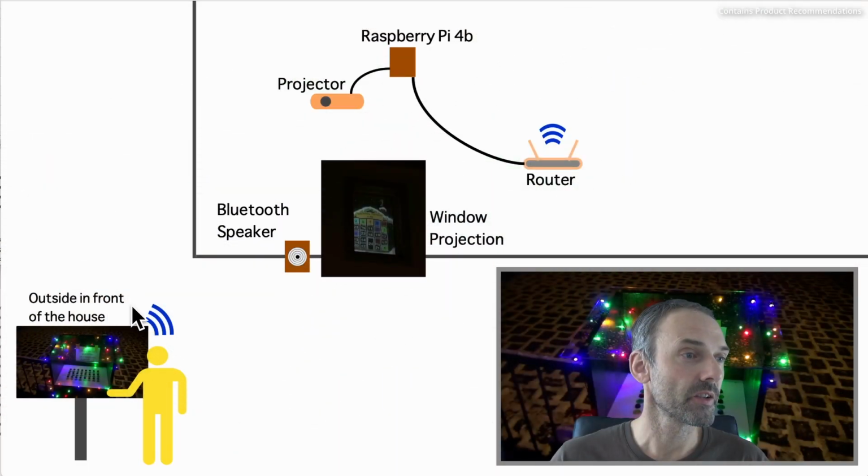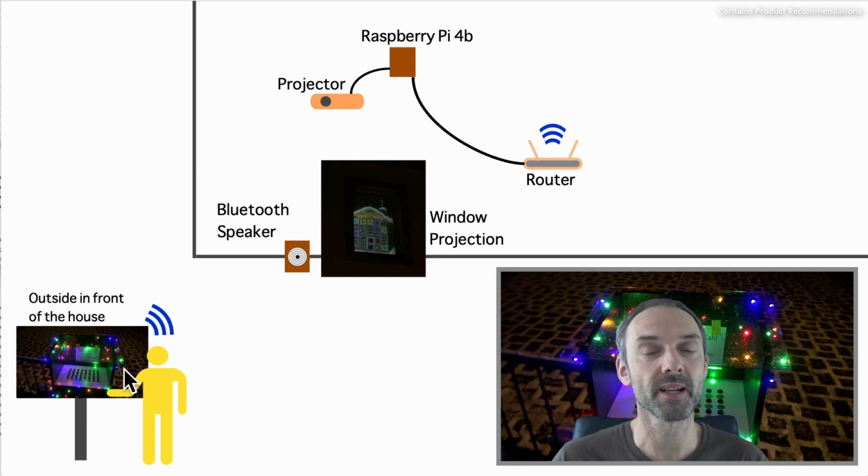To step into the project, let's take a look at how the system is set up. Here on the outside in front of the house we have the control unit with the 24 buttons, which is used by the visitors to open the doors of the Christmas calendar. And that's pretty much it for the outside. On the inside, of course, there's a little bit more.